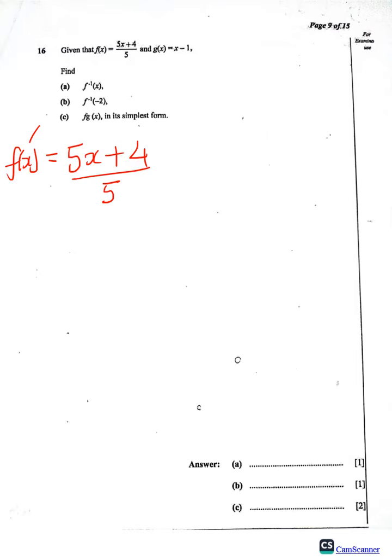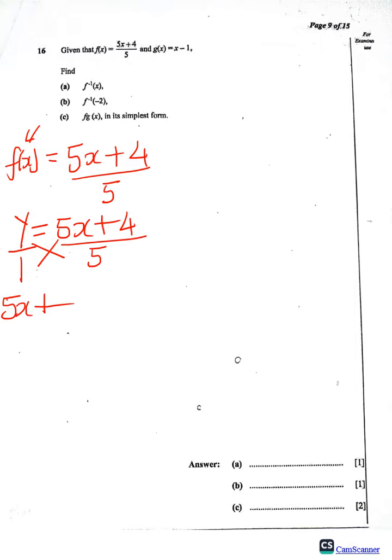replace the f of x with y. Then from there, after you've done that, you need to make letter x the subject of the formula. So since on this side we have a fraction, we'll say over 1, then we can cross multiply. So 1 will multiply by 5x plus 4. So 5x plus 4 times 1 is equal to 5x plus 4. Then is equal to 5 times y is 5y.